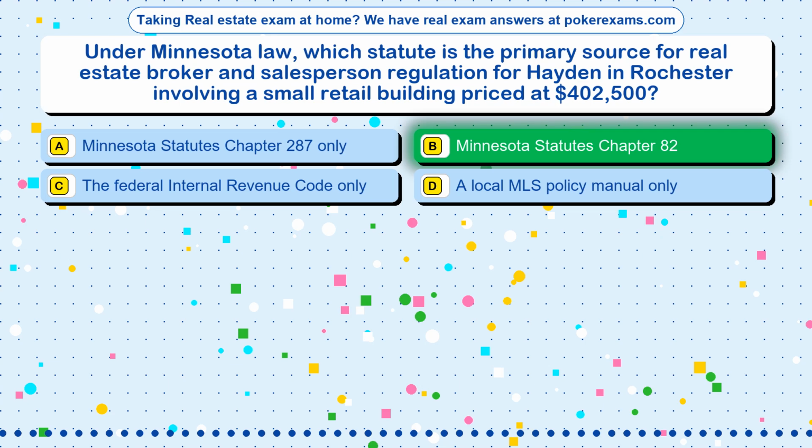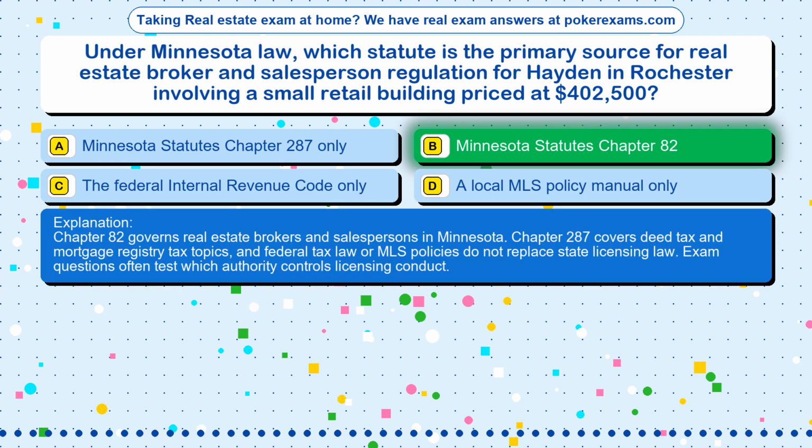The correct answer is option B. Minnesota Statutes Chapter 82. Chapter 82 governs real estate brokers and salespersons in Minnesota. Chapter 287 covers deed tax and mortgage registry tax topics, and federal tax law or MLS policies do not replace state licensing law. Exam questions often test which authority controls licensing conduct.